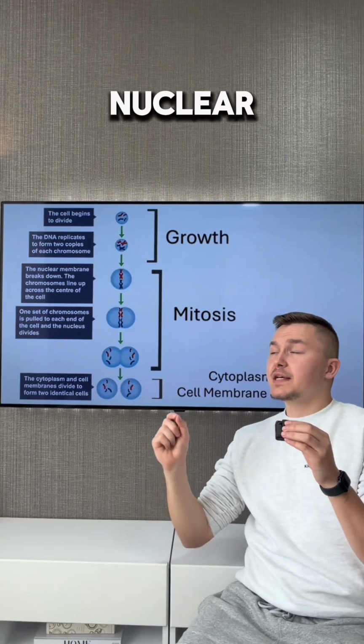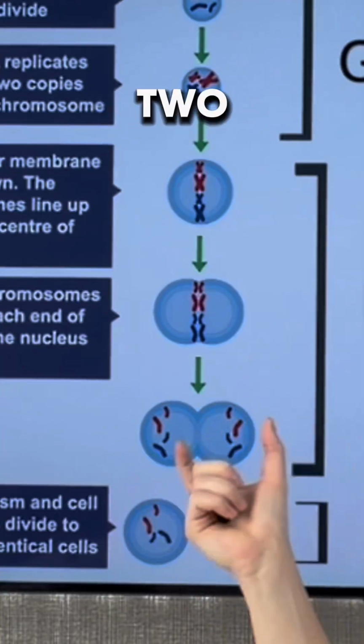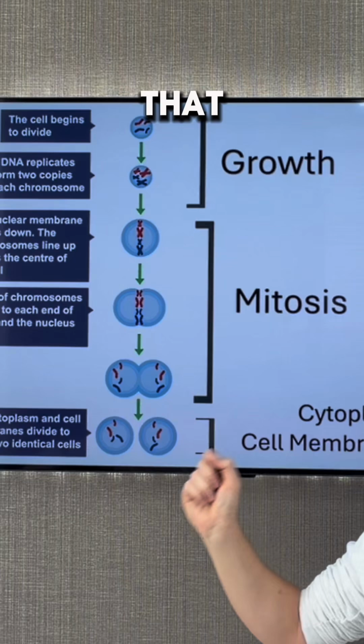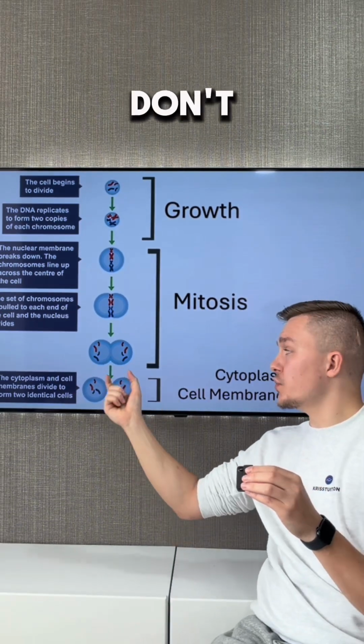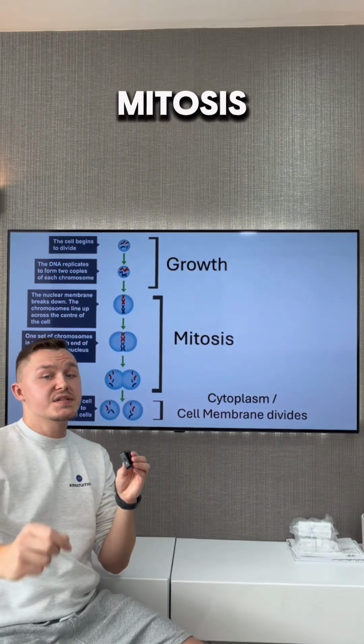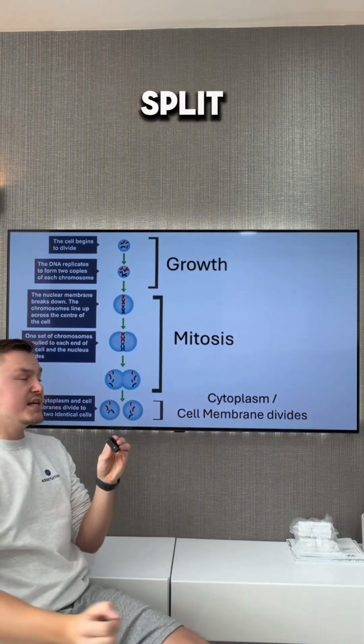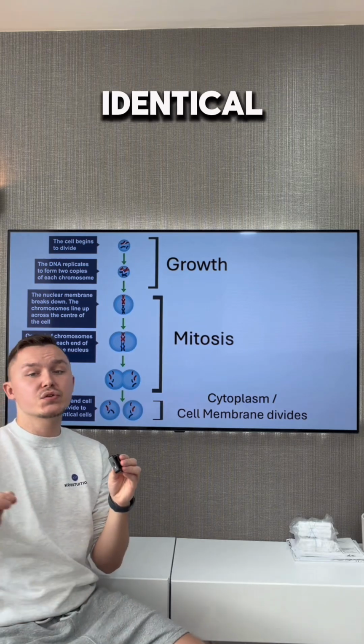Now a new nuclear membrane can form around this set of chromosomes and this set of chromosomes, creating 2 nuclei, and that ends mitosis. The cells don't yet split, they're ready to split. And it is after mitosis, the last stage of the cell cycle, that the cytoplasm and cell membrane split to form 2 genetically identical daughter cells.